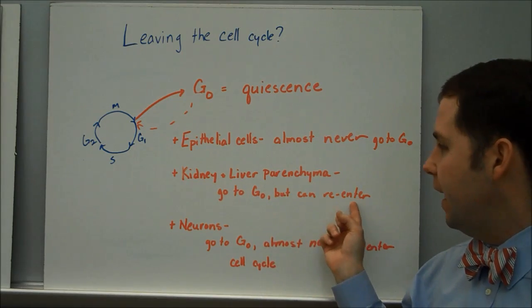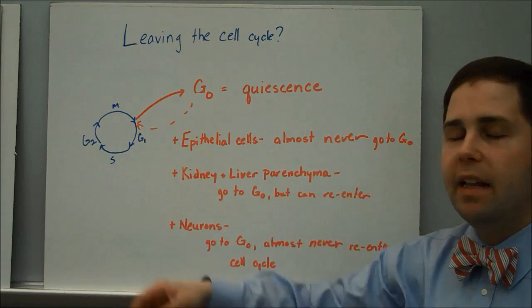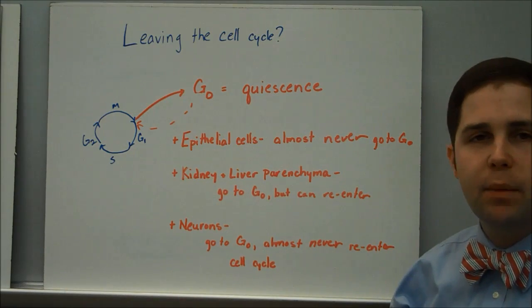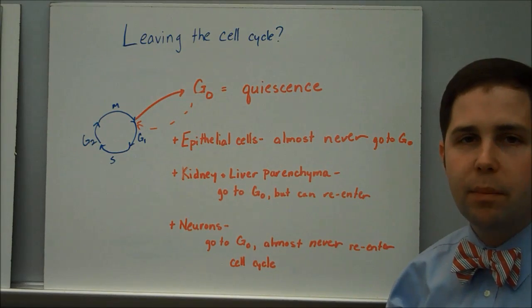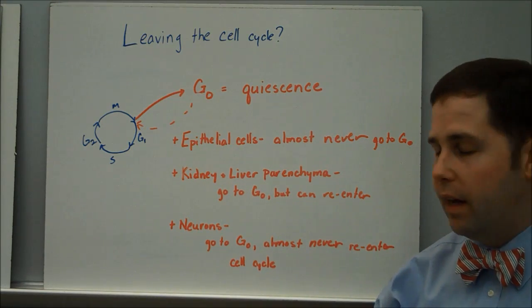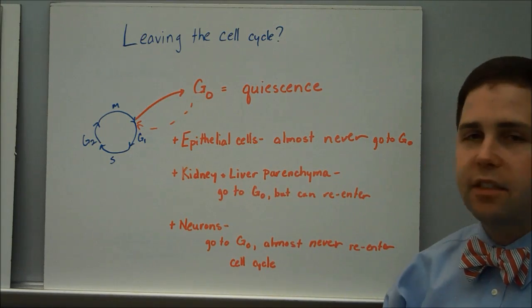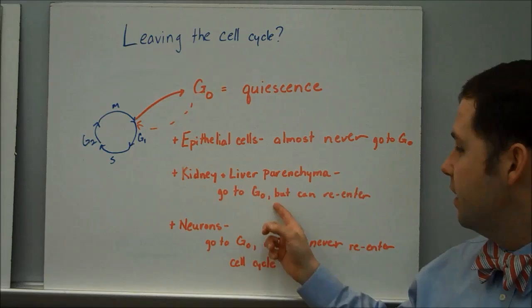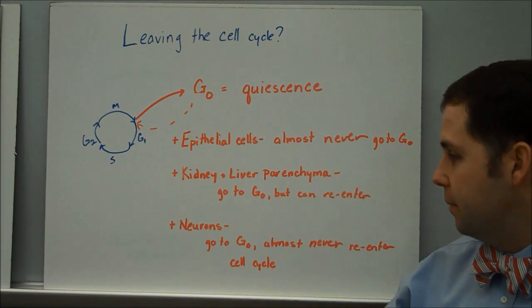However, in some cases, these cells can actually re-enter the cell cycle and start dividing again. And this occurs if you have, for example, injuries to your liver or your kidneys. In some cases, those injuries can be repaired by new cells growing and new cells filling in those damaged areas. Now, this doesn't always occur. They can only sometimes go back into the cell cycle. However, it is a possibility.